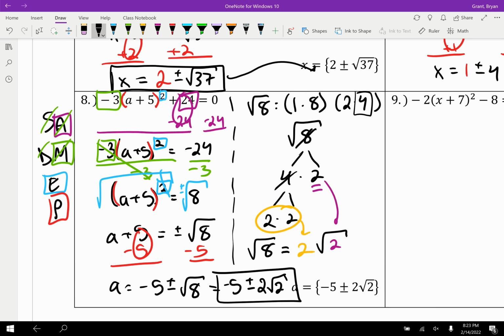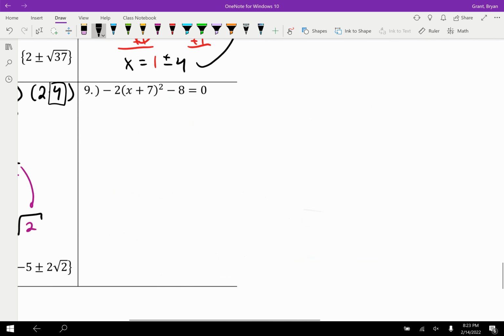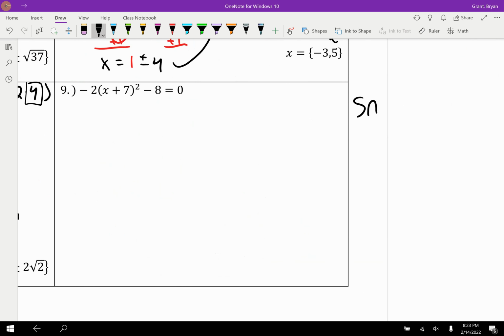Last one. Whew. Finally, lots of good practice here today. All right, SADMEP once more, and that'll finish it off for today, at least until you get to your independent practice. So, negative 2 is multiplying. We have our parentheses here, and a nice old exponent, and of course a little bit of subtraction. Start with the subtraction, undo it with addition.